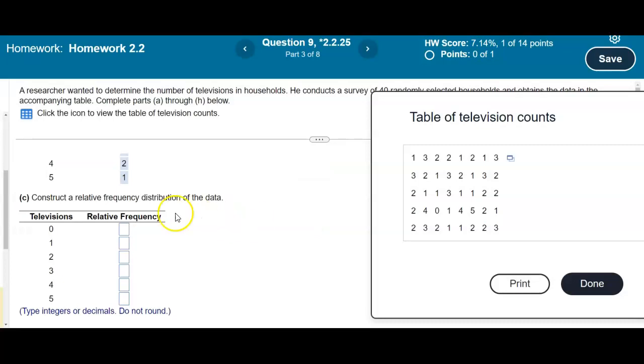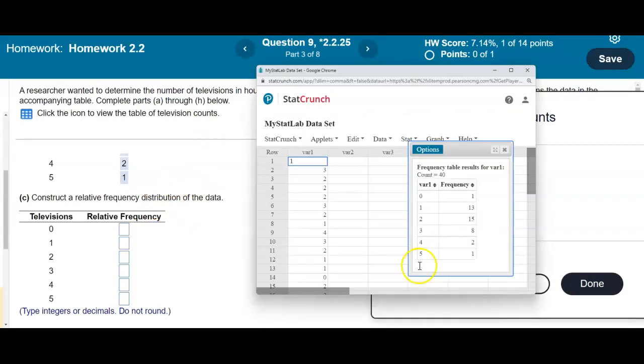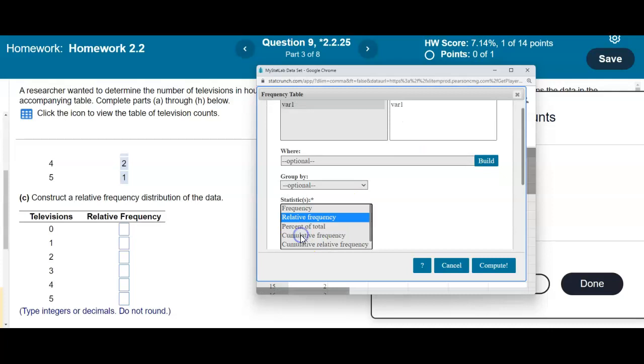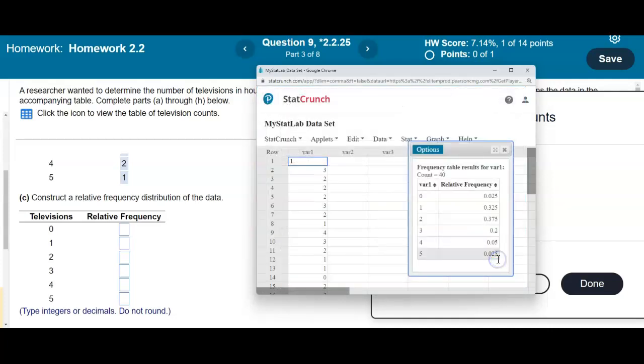Okay, now it says construct a relative frequency distribution. So we're going to open up what we have in our frequency table. We're just going to go to Options, select Edit, and then all we need to do now is change the relative frequency option under Statistics, and then select Compute.